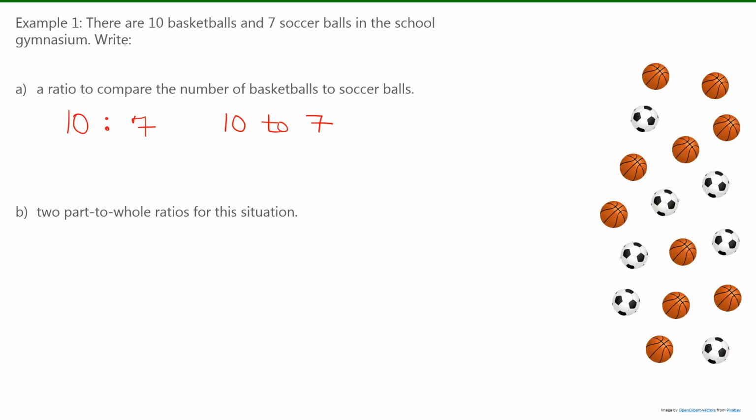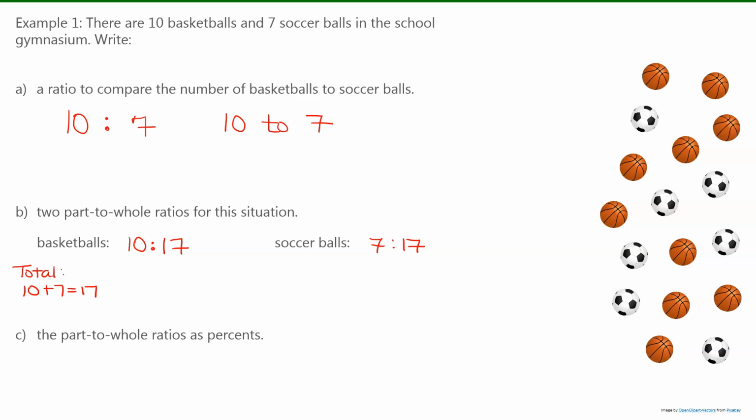Write two part-to-whole ratios for this situation. So remember, a part-to-whole ratio is part of the group compared to the whole group. So in this case, we can write two different ratios, one for basketballs and one for the number of soccer balls. So to write a part-to-whole ratio for the number of basketballs, I would say it's 10 to the total number of balls, and the total would be 10 plus 7, which is 17. So 10 to 17. The ratio to represent the soccer balls would be 7 to 17.